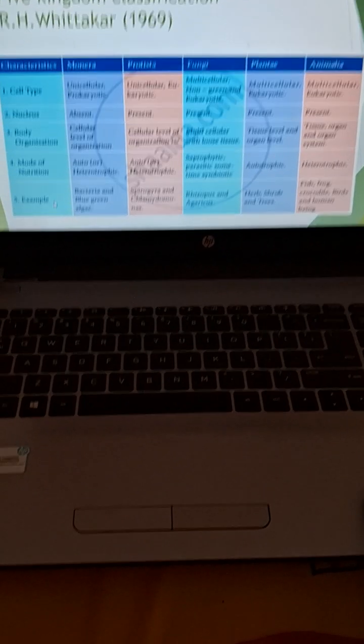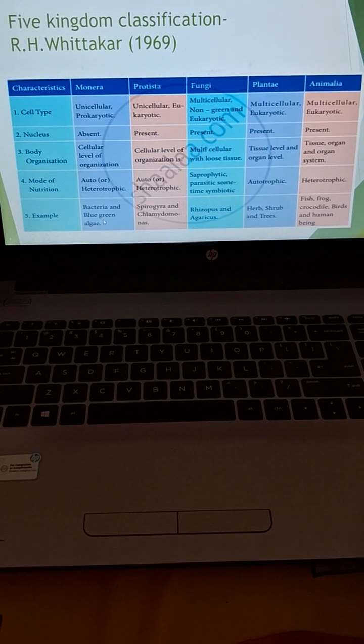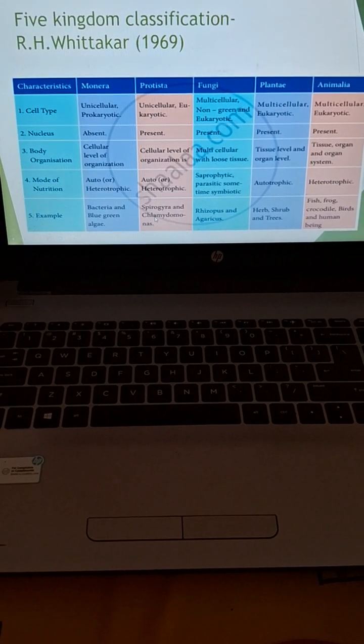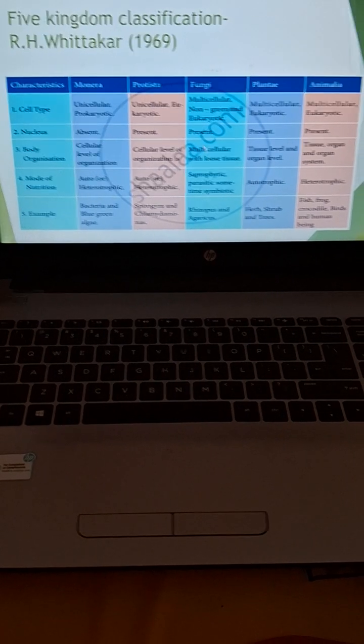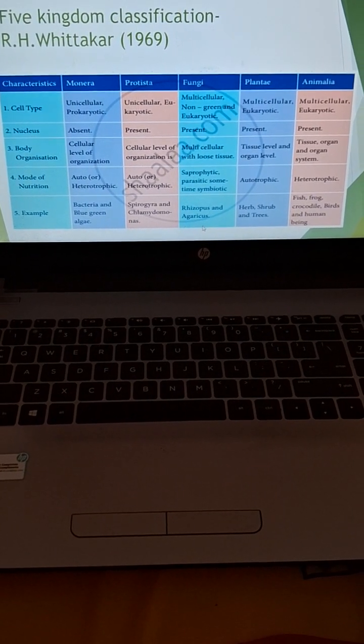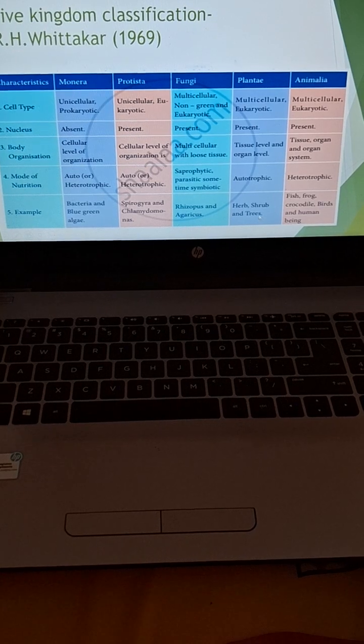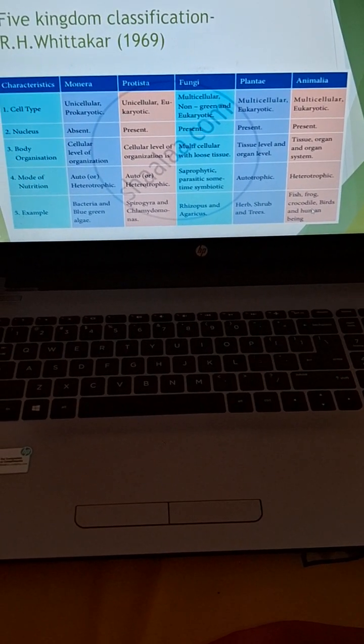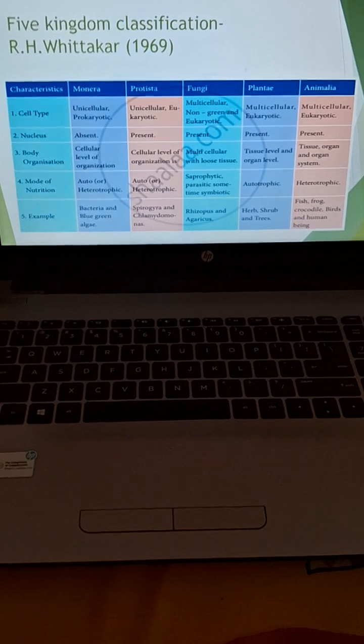So examples we have here: Monera, bacteria and blue-green algae. And here Protista, Spirogyra and Chlamydomonas. Fungi, Rhizopus and Agaricus. Plantae, herbs, shrubs and trees. In the Animalia, fish, frog, crocodile, birds and human beings. These are the examples for this five kingdom classification.